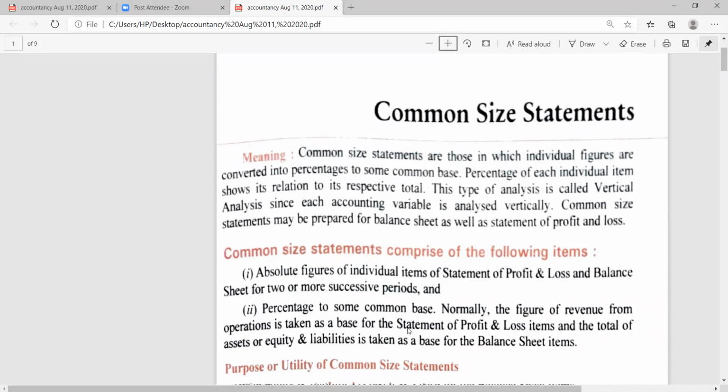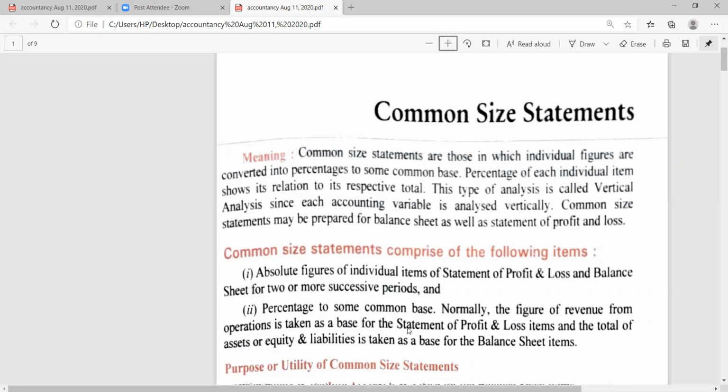You may get a question on it because it is a very important point for solving the numericals, as well as you may get a 1 mark question in your examination. And the total of the assets and liabilities is taken as a base for the balance sheet items. So what is the base to be taken for the balance sheet? The total of assets and liabilities. Please mark it as well, from the practical point of view as well as for the 1 mark question you may get in the examination.